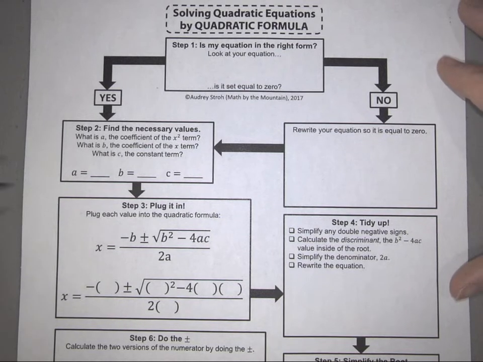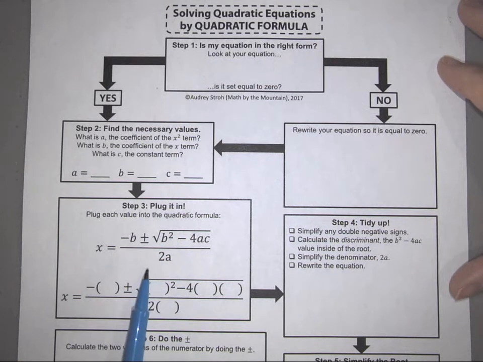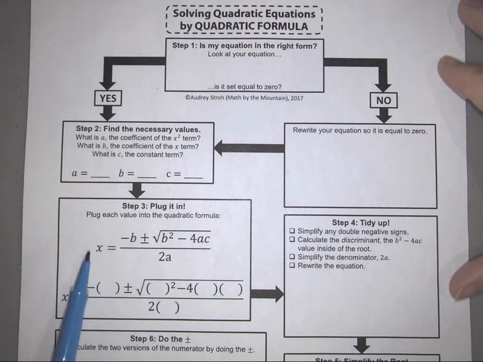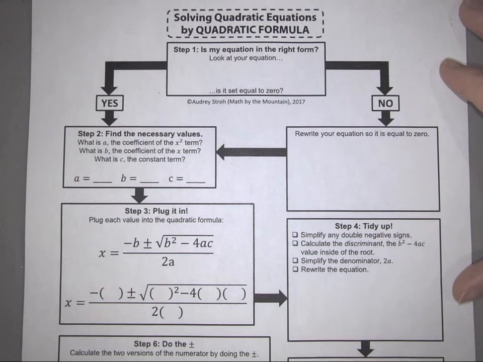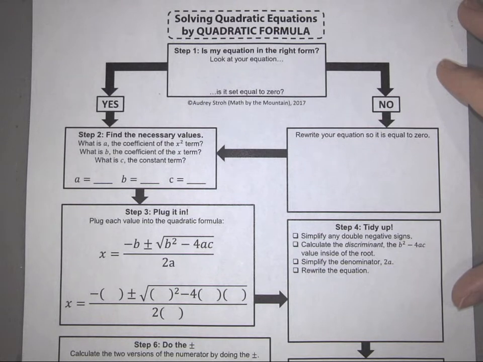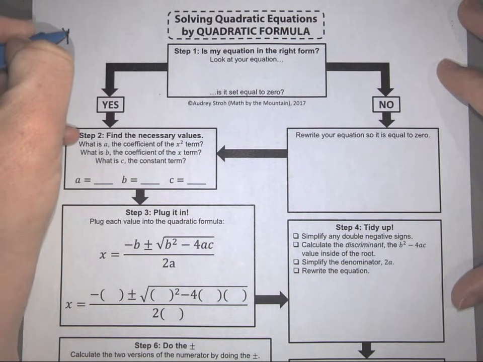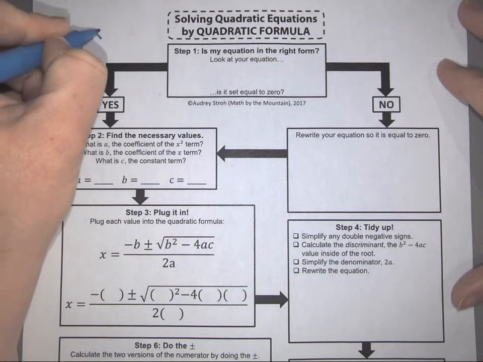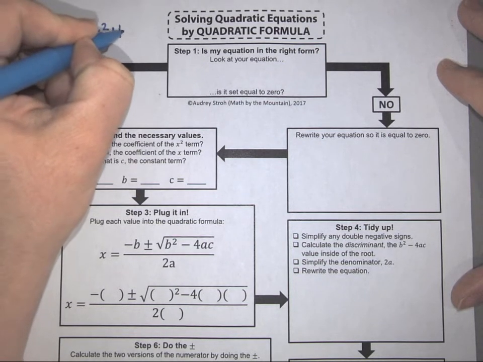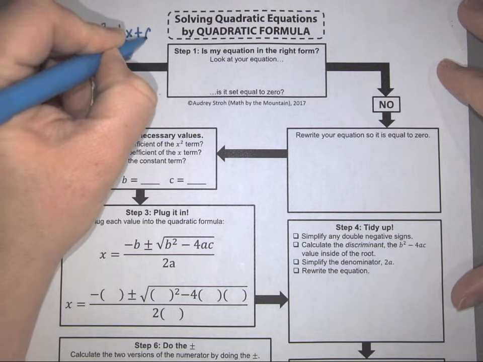The quadratic formula here is an equation that you get as a result of solving for x from the standard form of a quadratic equation. So just to remind us, standard form of a quadratic equation: y equals ax squared plus bx plus c.